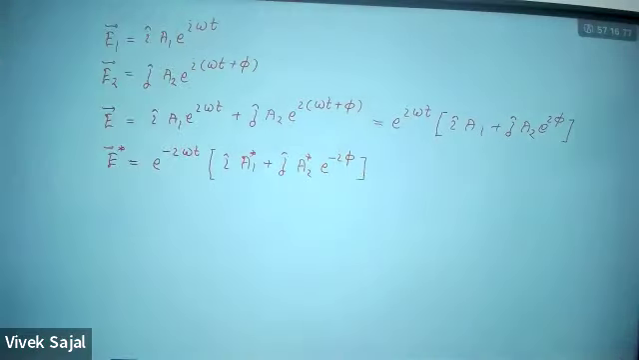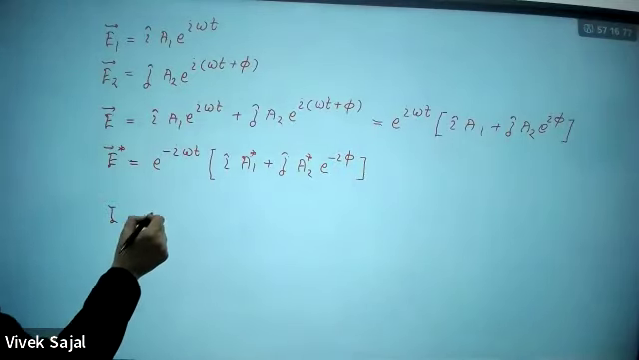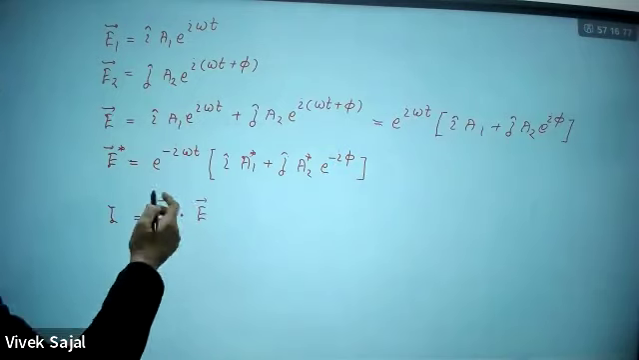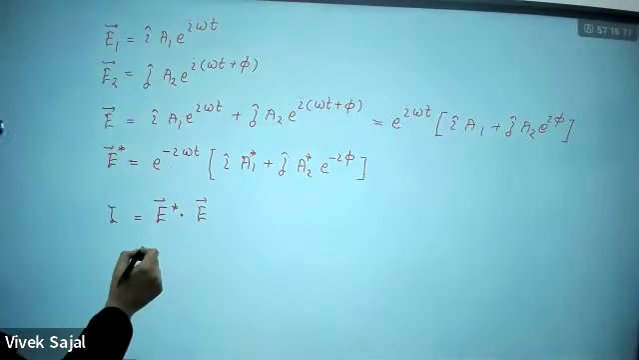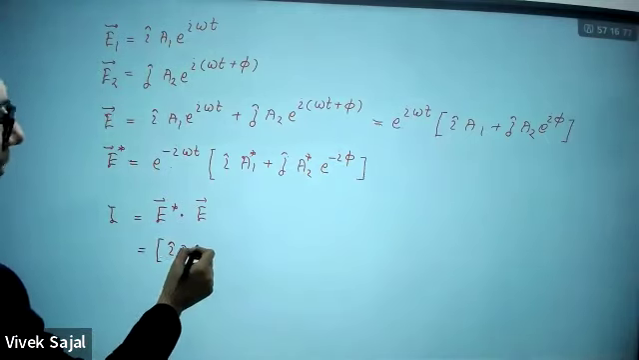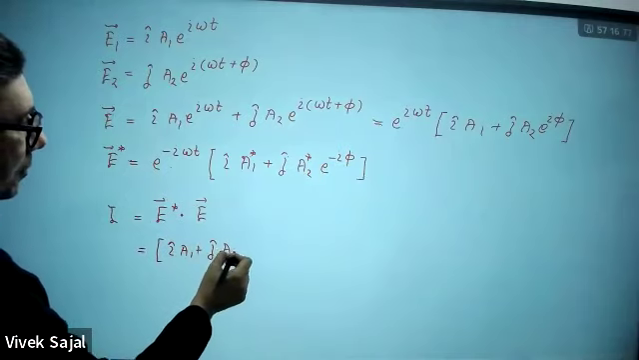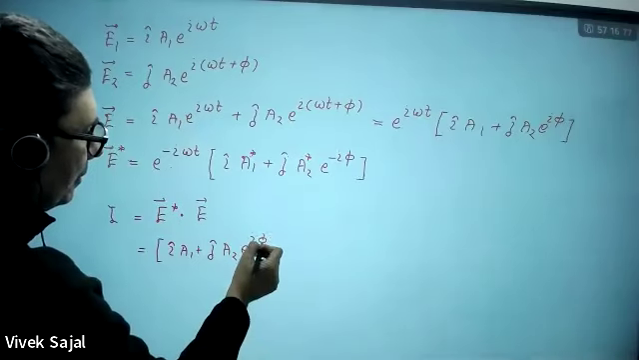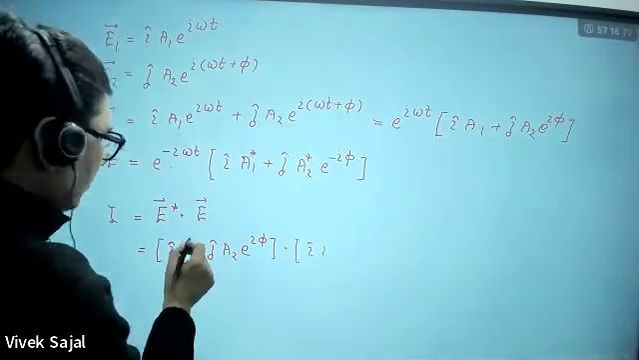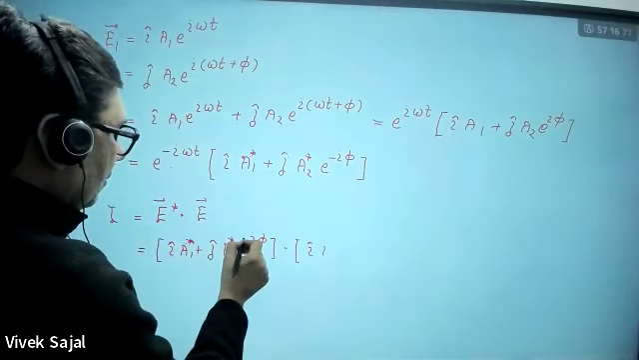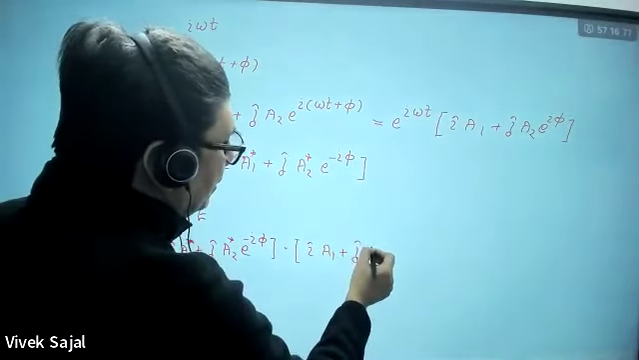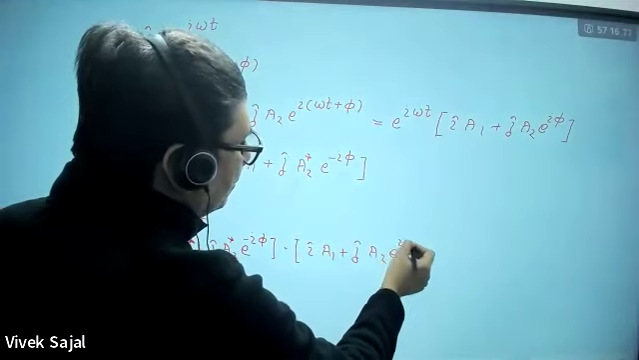So what will be the intensity? We say that this will be E star dot product with E. When you are taking the dot product, this exponential will cancel out by this exponential, and it will be (I cap A1 plus J cap A2 e to the power minus iota phi) dot product with (I cap A1 plus J cap A2 e to the power iota phi).